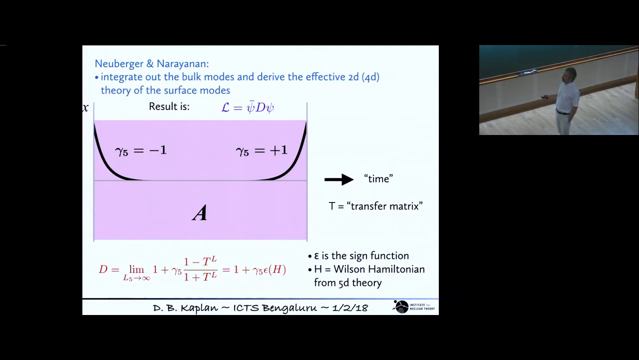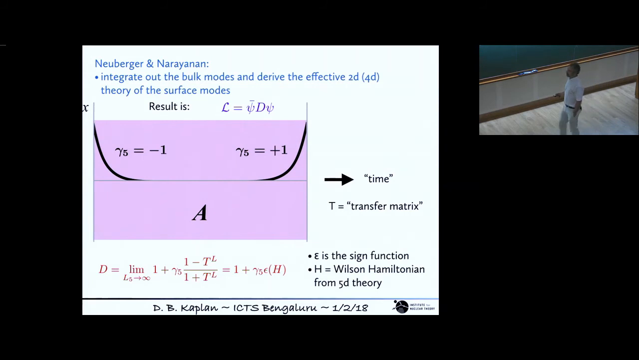T being e to the minus h, if the eigenvalues of h are positive or negative, depending on which one they are, this T either goes to 0 or infinity, which means that you end up getting a sine function here, namely 1 plus gamma 5 times the sine function of h, where h is the Wilson Hamiltonian. I consider this to be one of the most beautiful equations in physics. It tells you that somehow we're going to get Dirac fermions by 3 different matrices whose eigenvalues are just plus or minus 1: unit matrix, gamma 5, and the sine function.